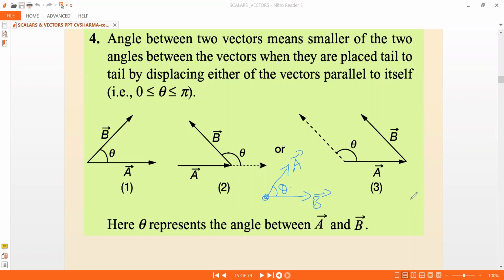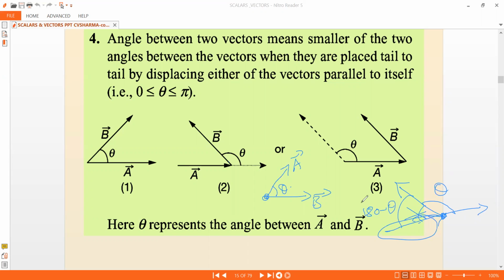So in the second situation, let me draw. This is one vector. Here you see the head and tail have matched. Head and tail match, so this is not the angle. This one has to be slid in such a way that the tails of the vectors match. When the tails of the vectors are matching, then this will be the angle theta. And this angle happens to be 180 minus theta.